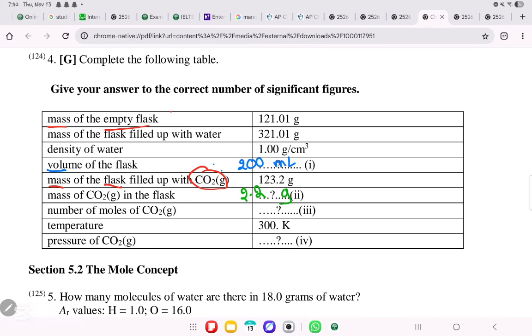Now, how do you find the number of moles of CO2? It's mass over molar mass. So 2.2 over 44. So that's gonna be 0.050 mole.